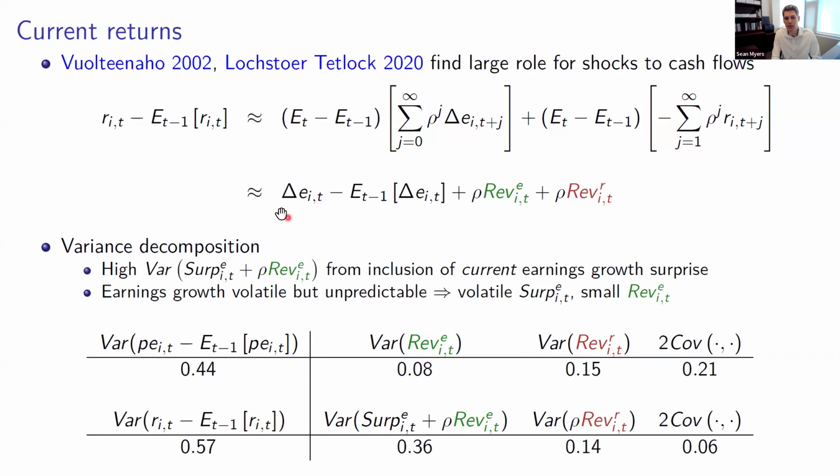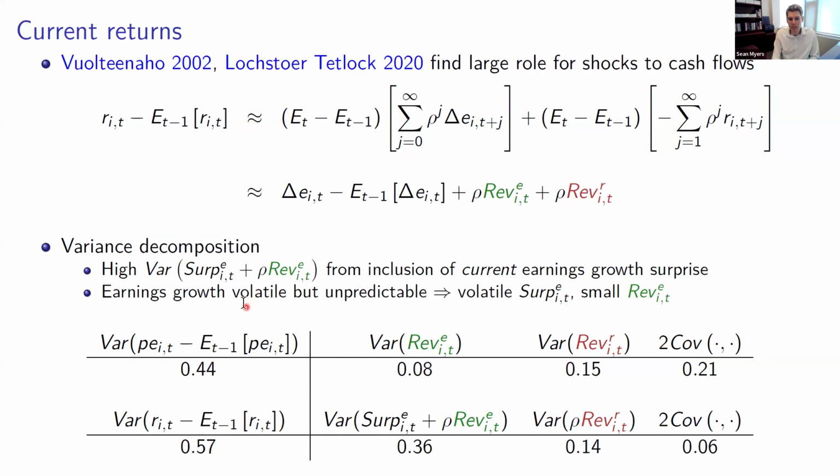So there is the surprise from current earnings growth, there are revisions to expected future earnings growth, and then revisions to returns. Once we decompose the variance of unexpected returns, we find a very large cash flow component in line with these previous papers. But what we want to emphasize is that this is due to the surprise about current earnings growth, not due to the revisions. We already know from the last exercise that the revisions have fairly low volatility. The extra volatility that's making this cash flow component so big is due to this current cash flow growth surprise.